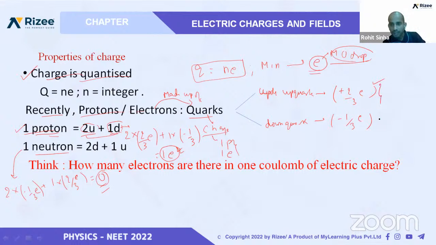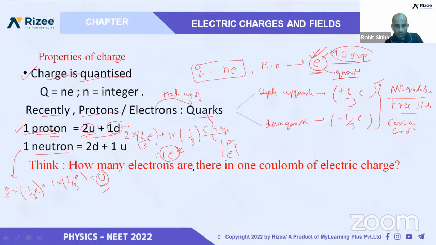But my dear friends, they are not available in free state. They are available only under certain conditions. So we can't say that they are the minimum charge possible. So we consider one electronic charge as the minimum charge, and we call it a quantum. I have discussed this in my previous lecture.